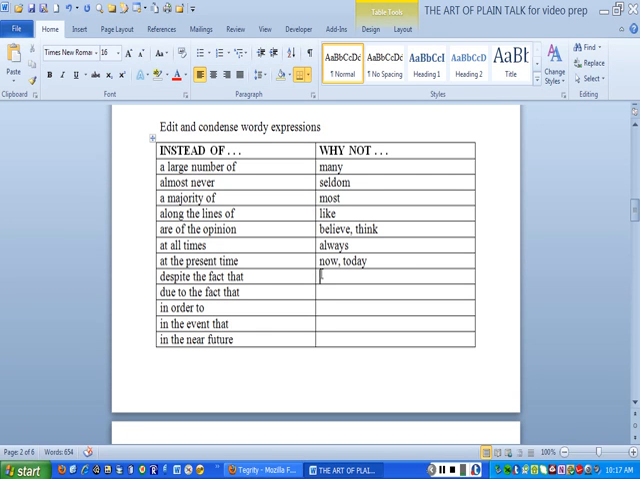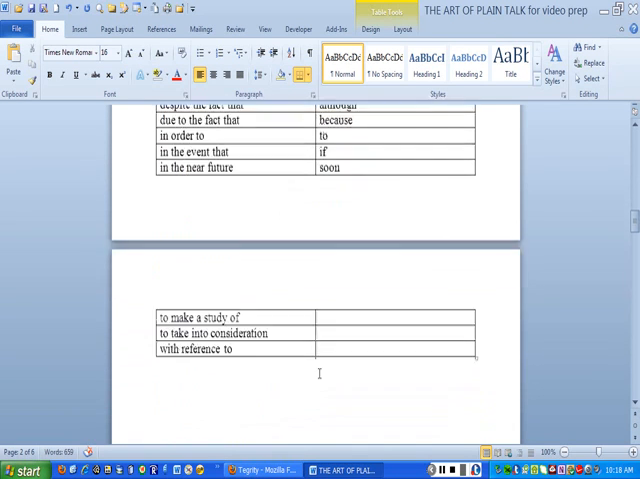Despite the fact that, doesn't that sound a little bit pompous when just although will work? Due to the fact that, sounds like lawyer talk or legalese. And what we really mean is because. In order to can be replaced just simply by to. In the event that, four-word phrase replaced by just this two little letters, if. In the near future, soon.